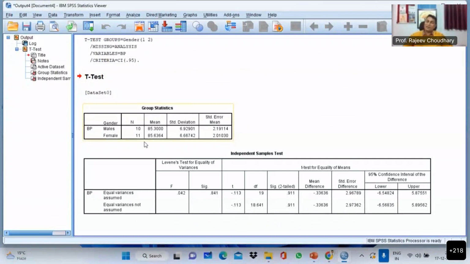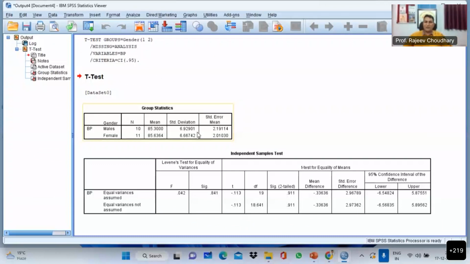Yes, this technique, it's clear. This technique can be applied in case of equal sample size as well as unequal sample size. We conducted the study by taking unequal sample size consisting of 10 males and 11 females. These are the mean values, standard deviation, standard error of mean.